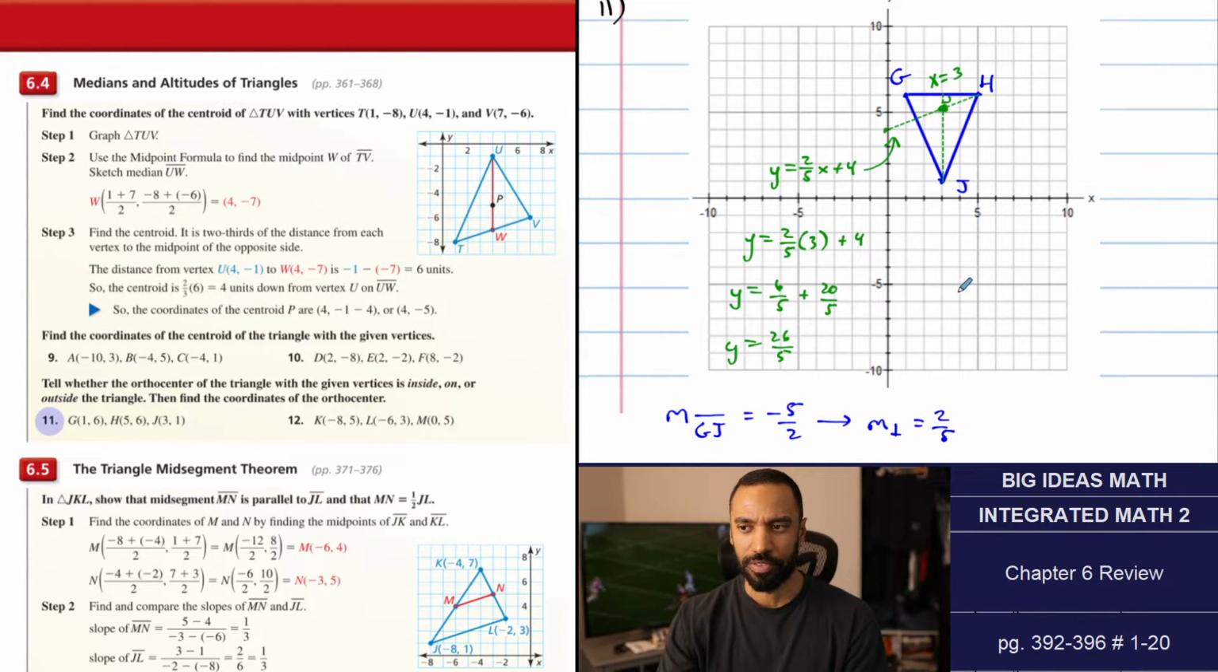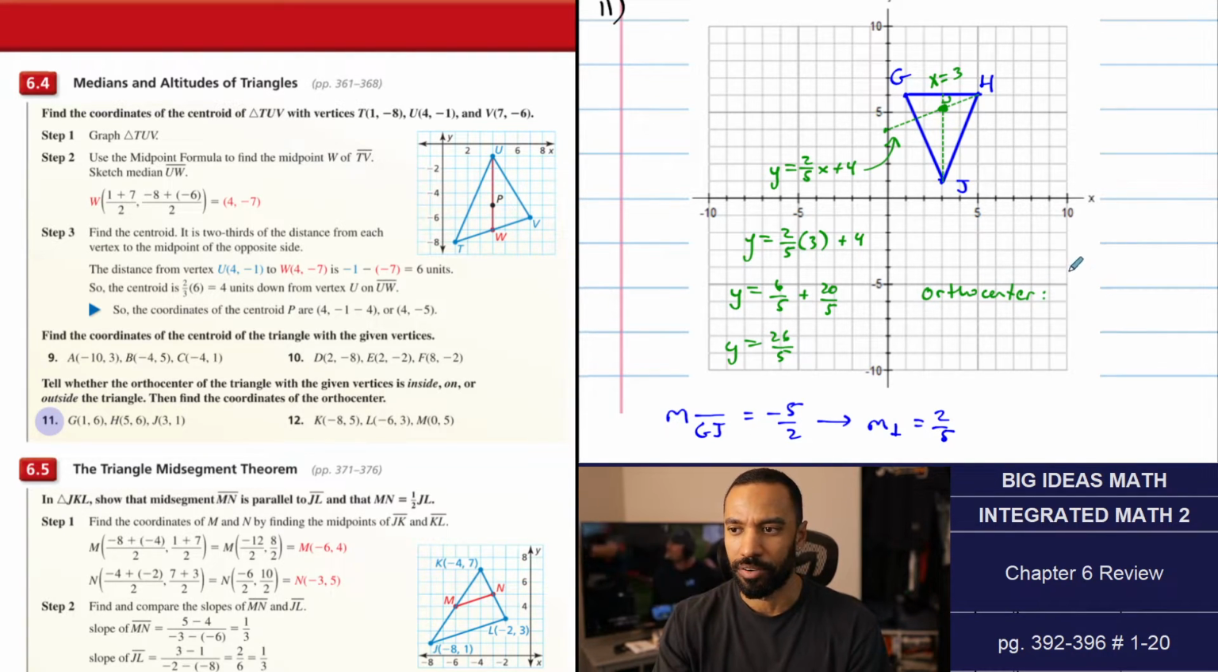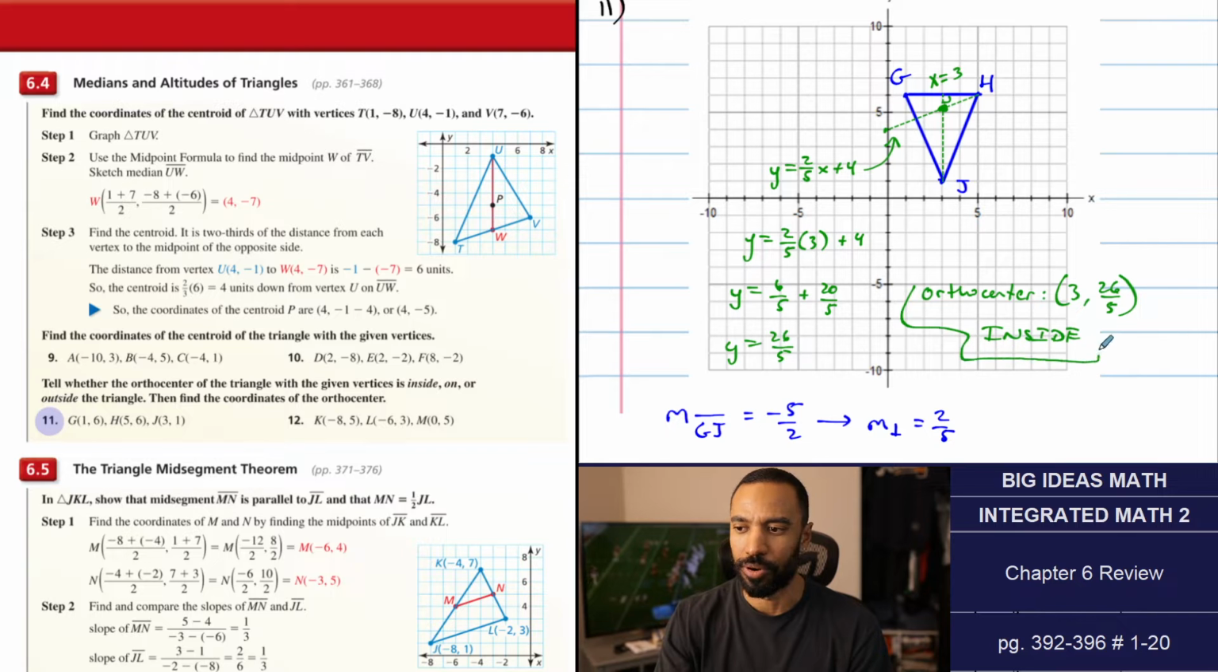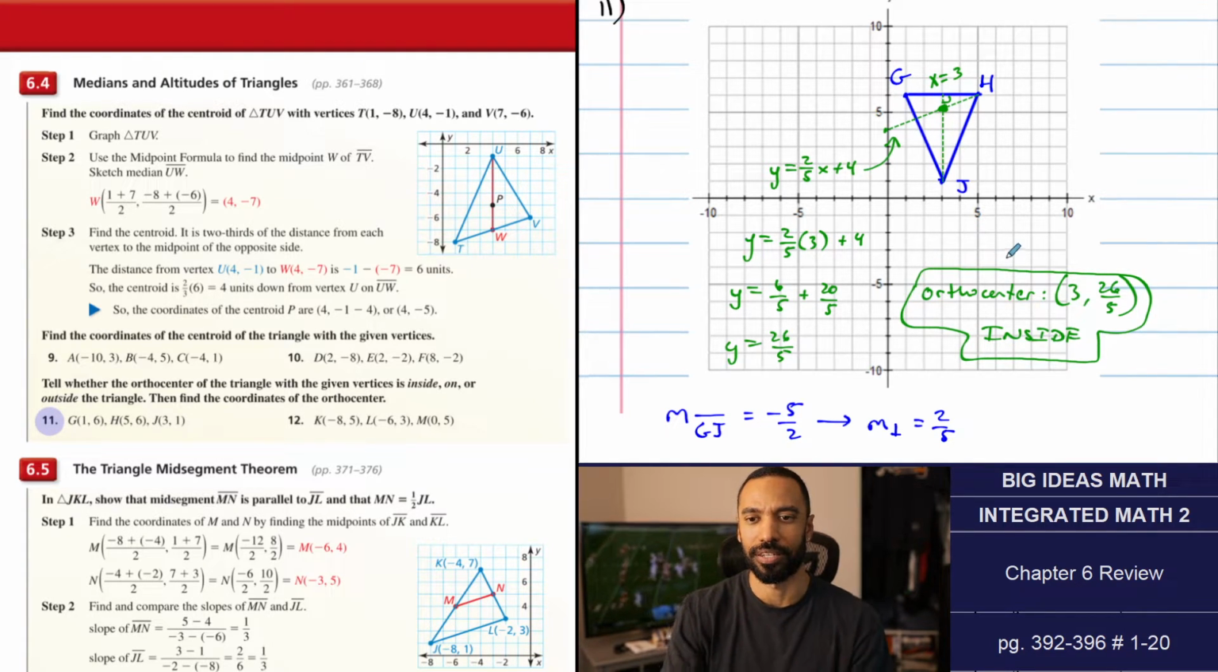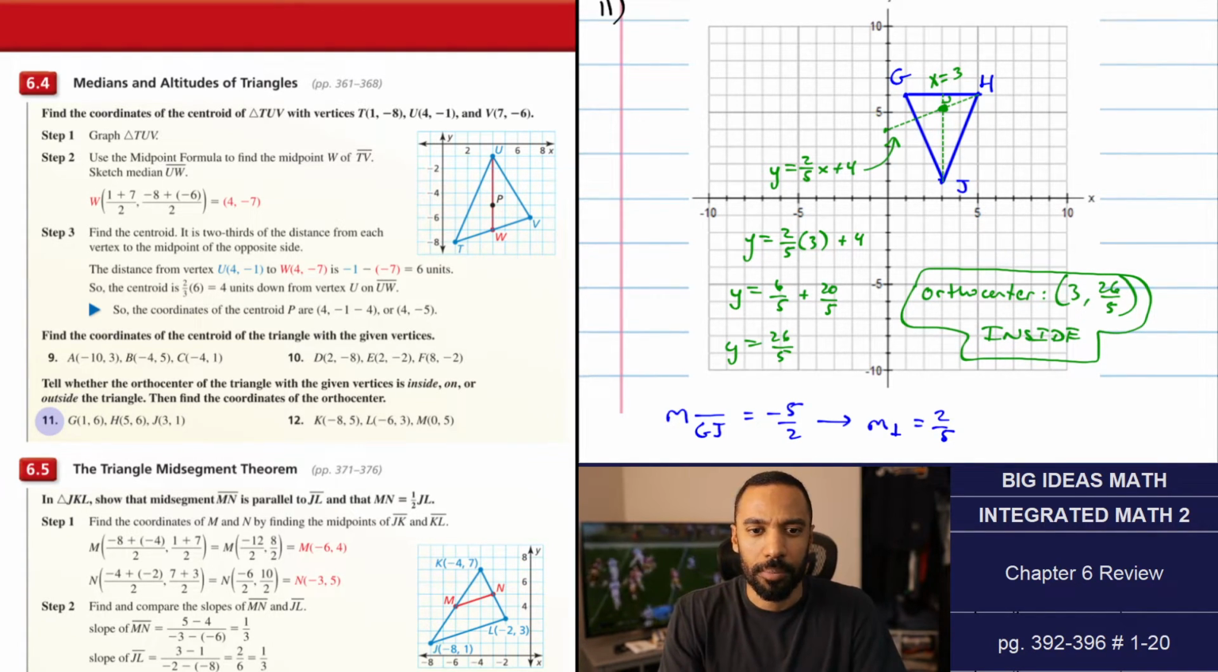I'm going to leave it as 26 fifths, but the answer to your orthocenter, oh, by the way, I never wrote whether it's inside or whatever, but the orthocenter is at 3, 26 fifths. And by the way, that's inside that triangle. I think they kind of want you to say it beforehand, and I think I said it, I just didn't write it. All right, let's go to number 12.